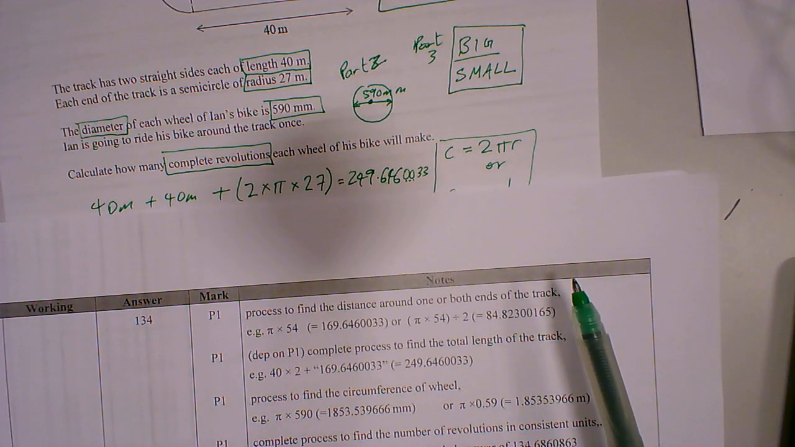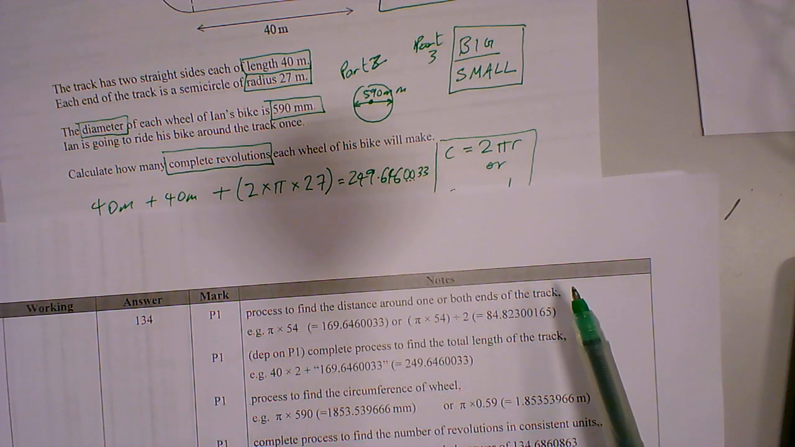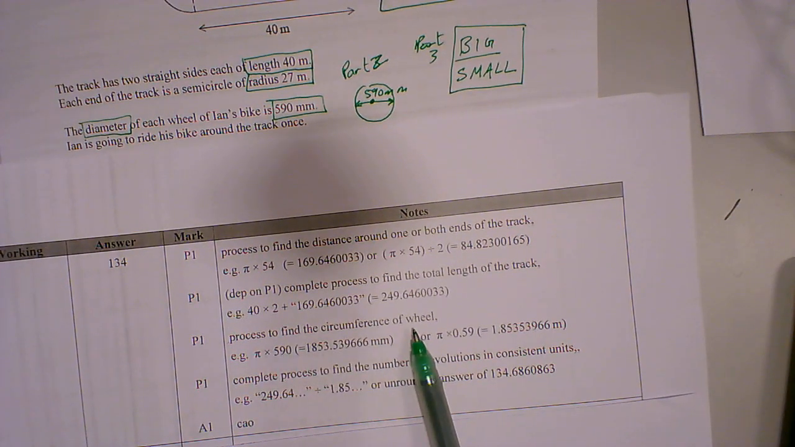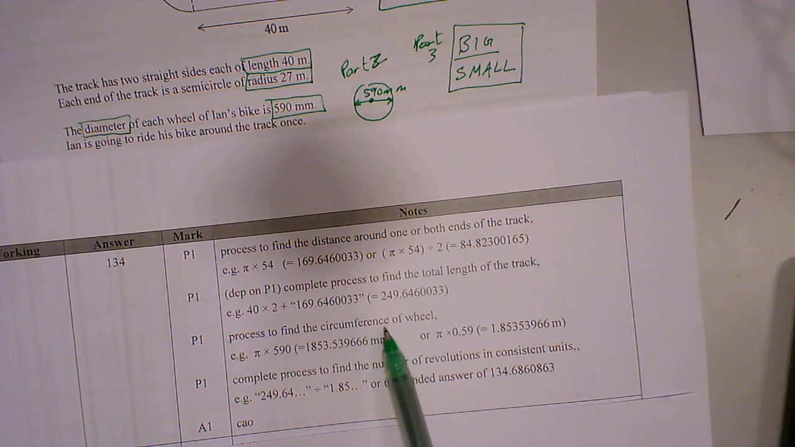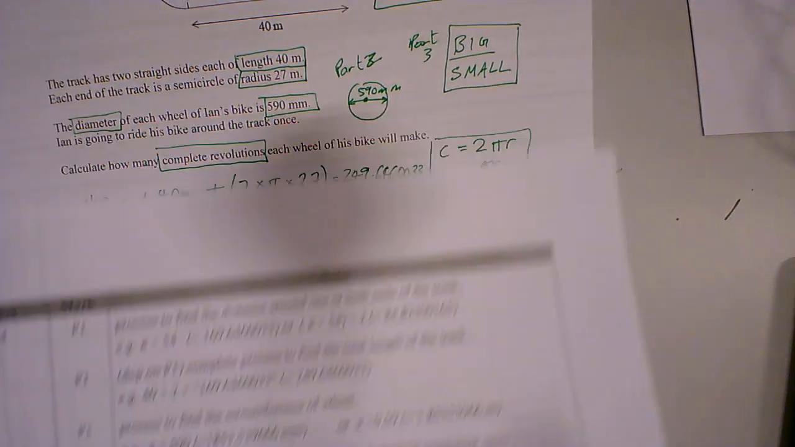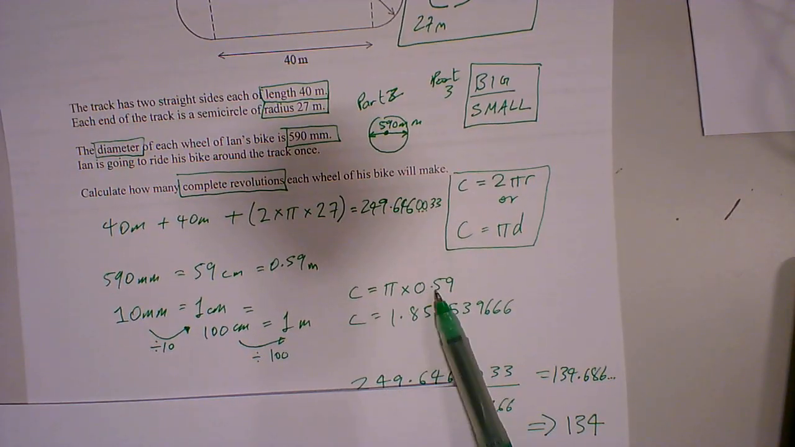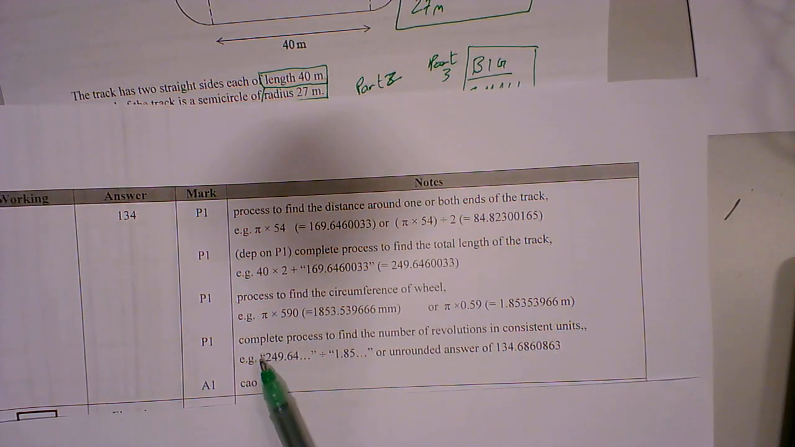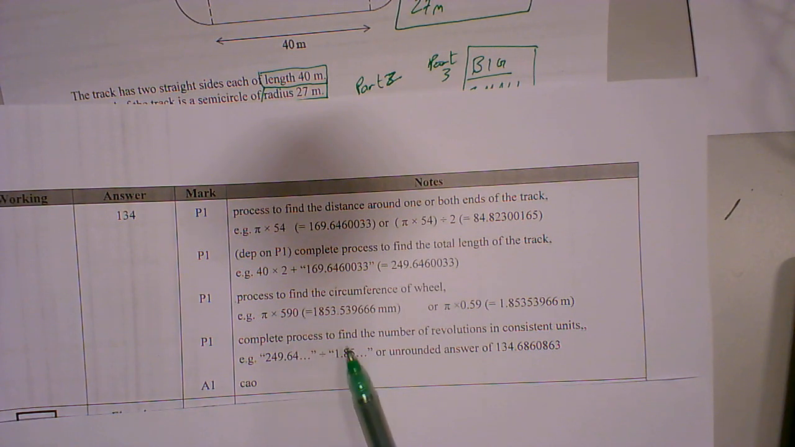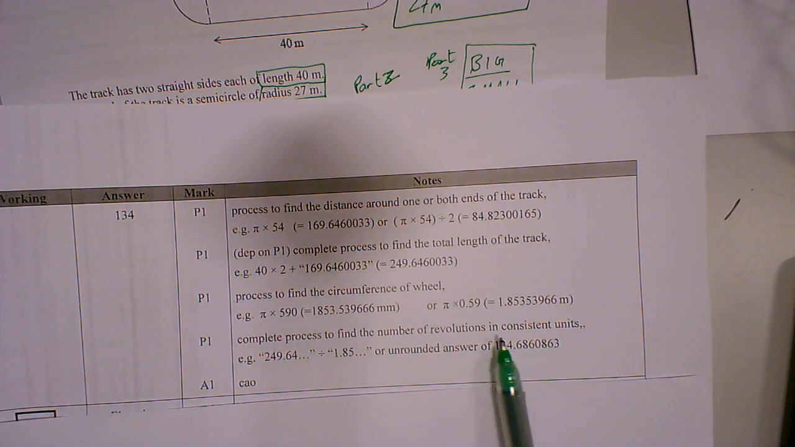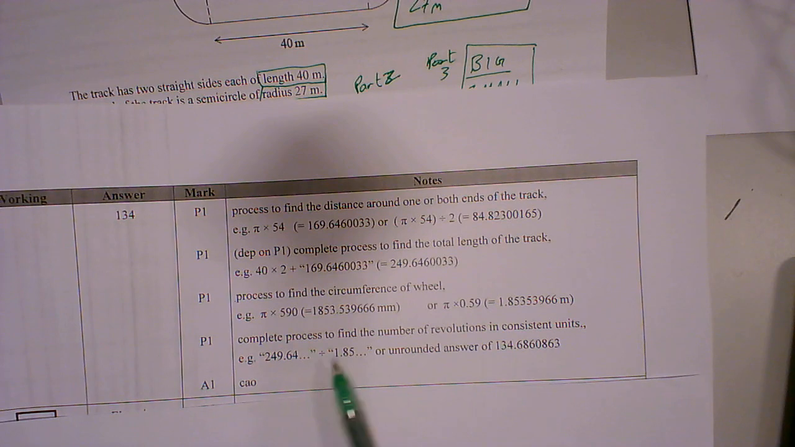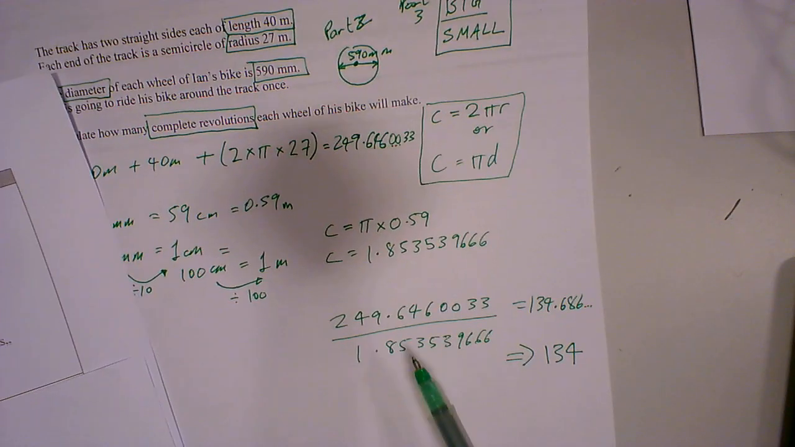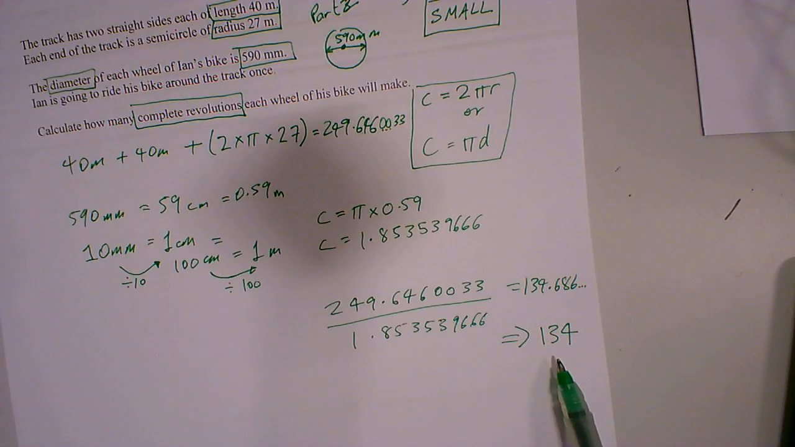What else are we doing? Process to find the circumference of the wheel. When we're trying to find the circumference of the wheel, that's a process mark. So this calculation here is pi times 0.59. And then the last process mark is a complete process to find the number of revolutions in consistent units. So when you do that division, the key is consistent units. Again, it's a process mark. So that division here, and obviously our final answer 134.